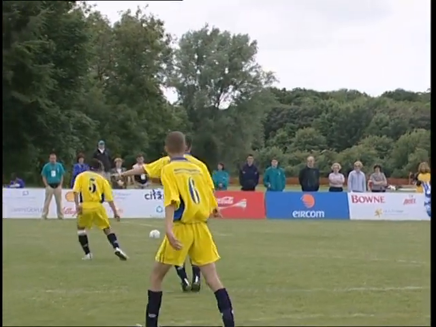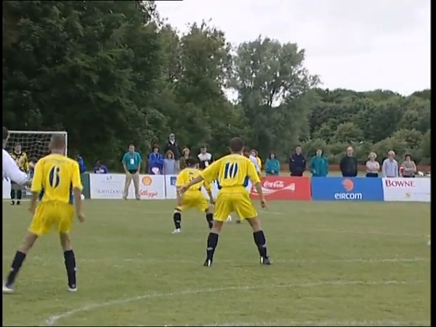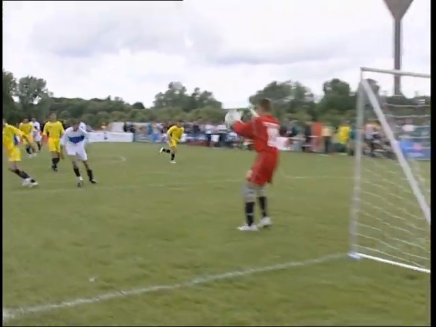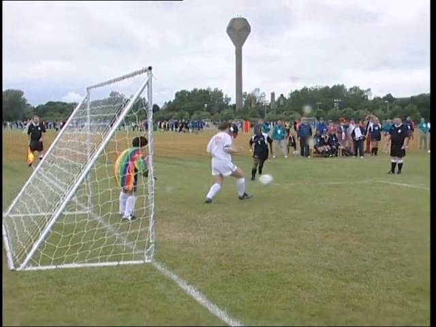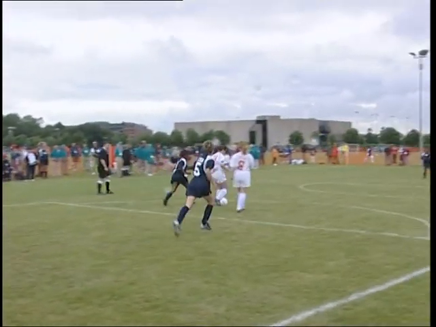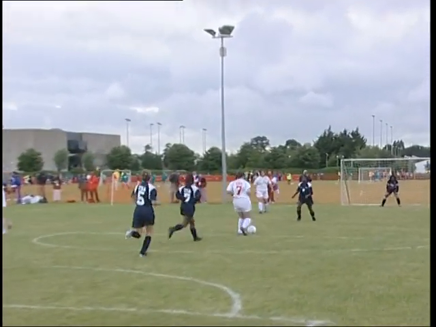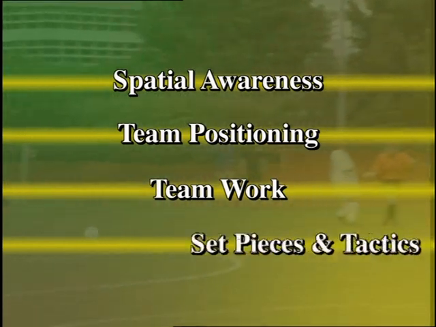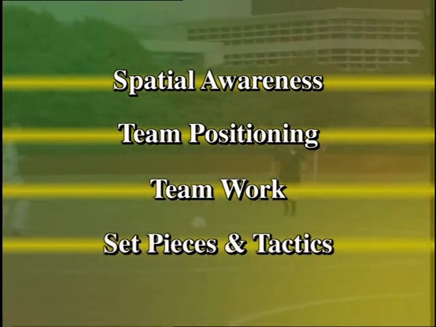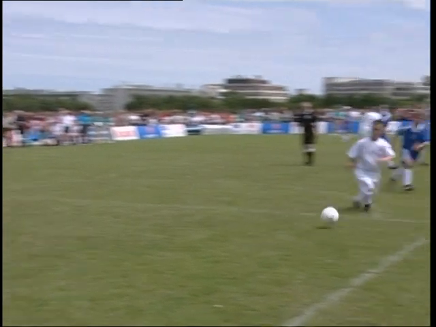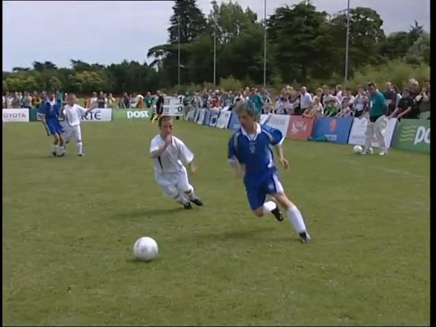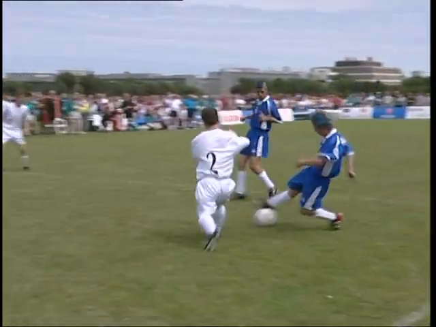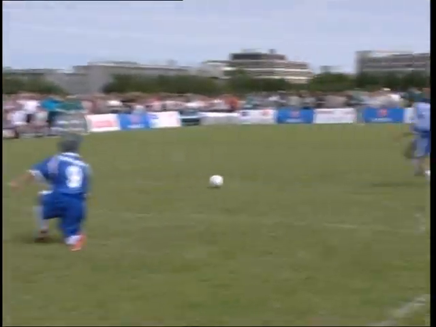The last area to assess is the overall team performance. Here we look at how players perform as a team, as opposed to as individuals. The ability level of a team is evaluated with respect to spatial awareness, team positioning, teamwork, set pieces and tactics. You'll now see some examples of team performance from 4 different ability levels, starting with the lowest.